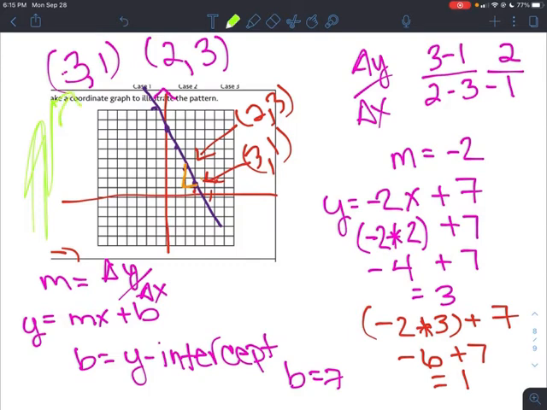I have 0.31, which is here. And then I have 0.23, which is right there, right? So you can see that. And that's how we're going to find the slope of this line, or the m, right? M is slope.